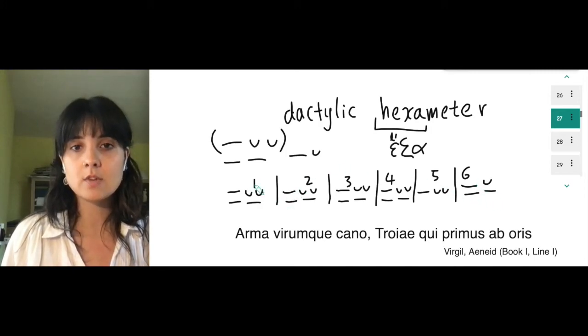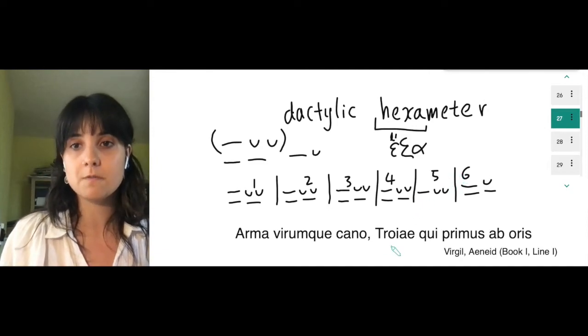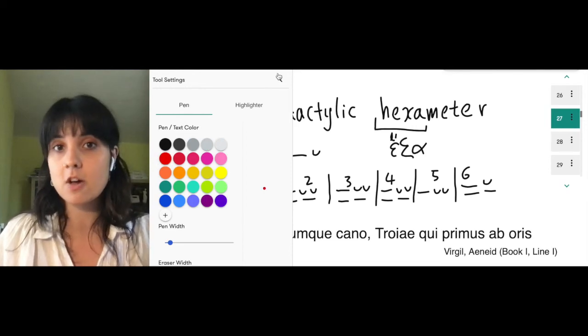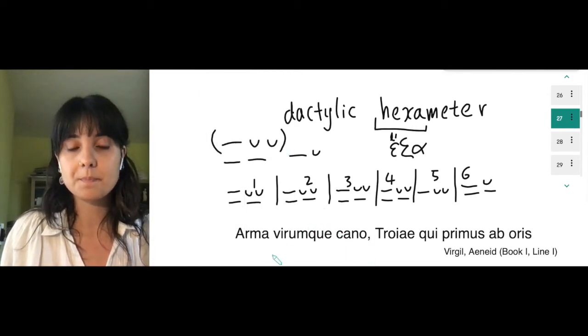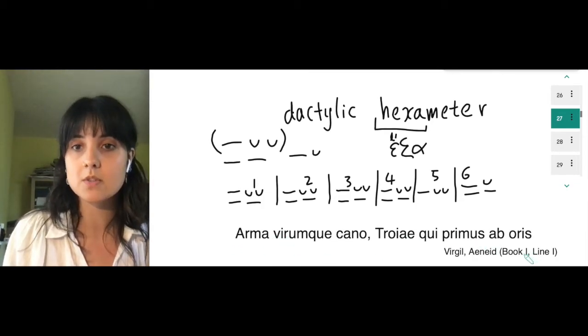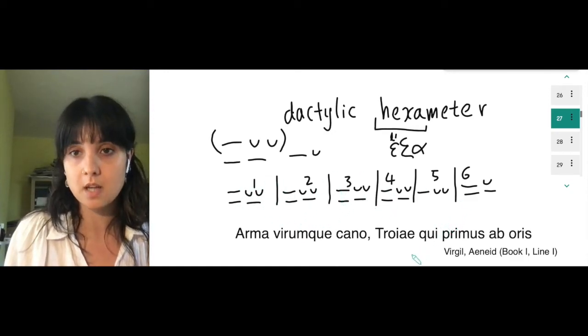So now that we've got this as our key, we can put it into practice by looking at the first line of Virgil's Aeneid, which is a very famous Latin epic poem. You probably have heard of it if you've ever read any Latin before. So the first thing we need to do is break it down into its individual syllables, and this will help us work out where each foot will fall within the line.